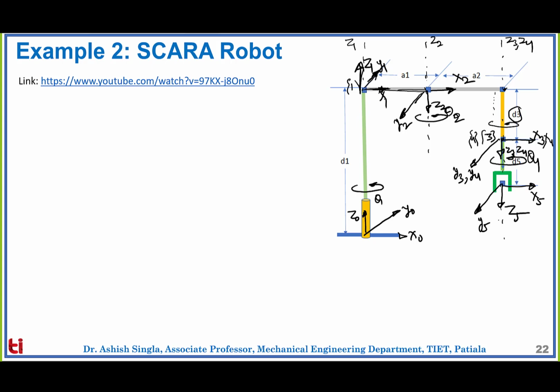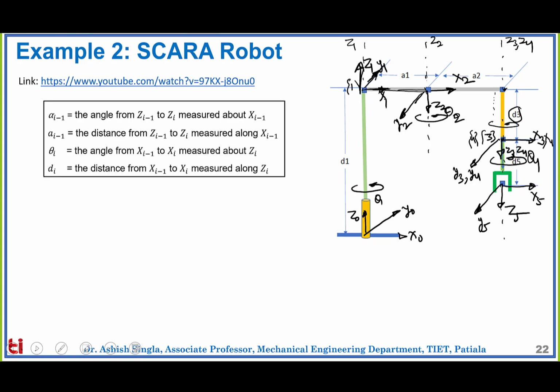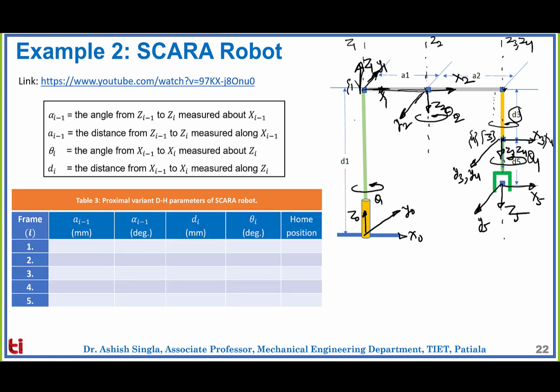So after carefully assigning all the frames, the next step is we need to develop the DH parameter table. So this is the definition of all the 4 parameters. So this is the DH parameter table. It is always recommendable to fill the table column wise because then we will set one parameter in the mind and we need not shuffle between different parameters.